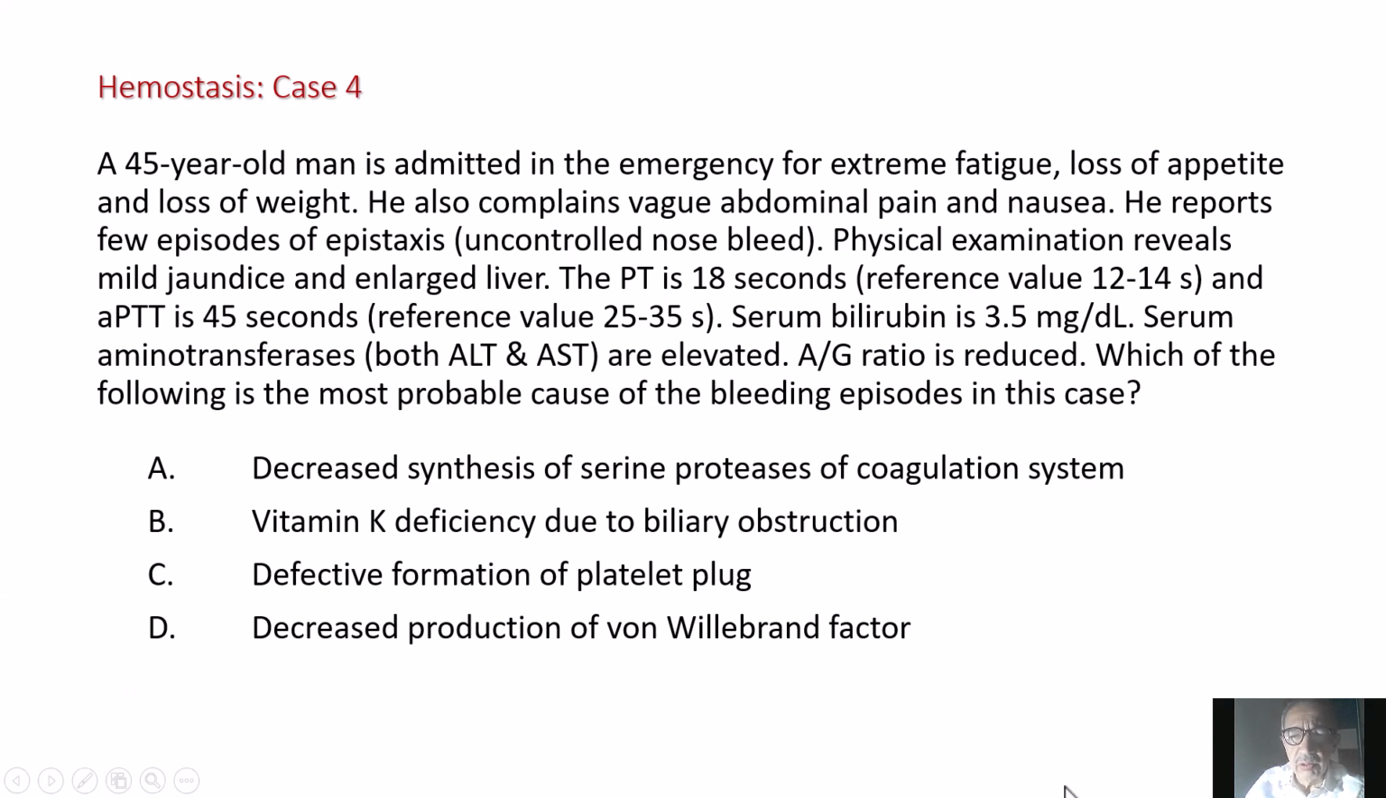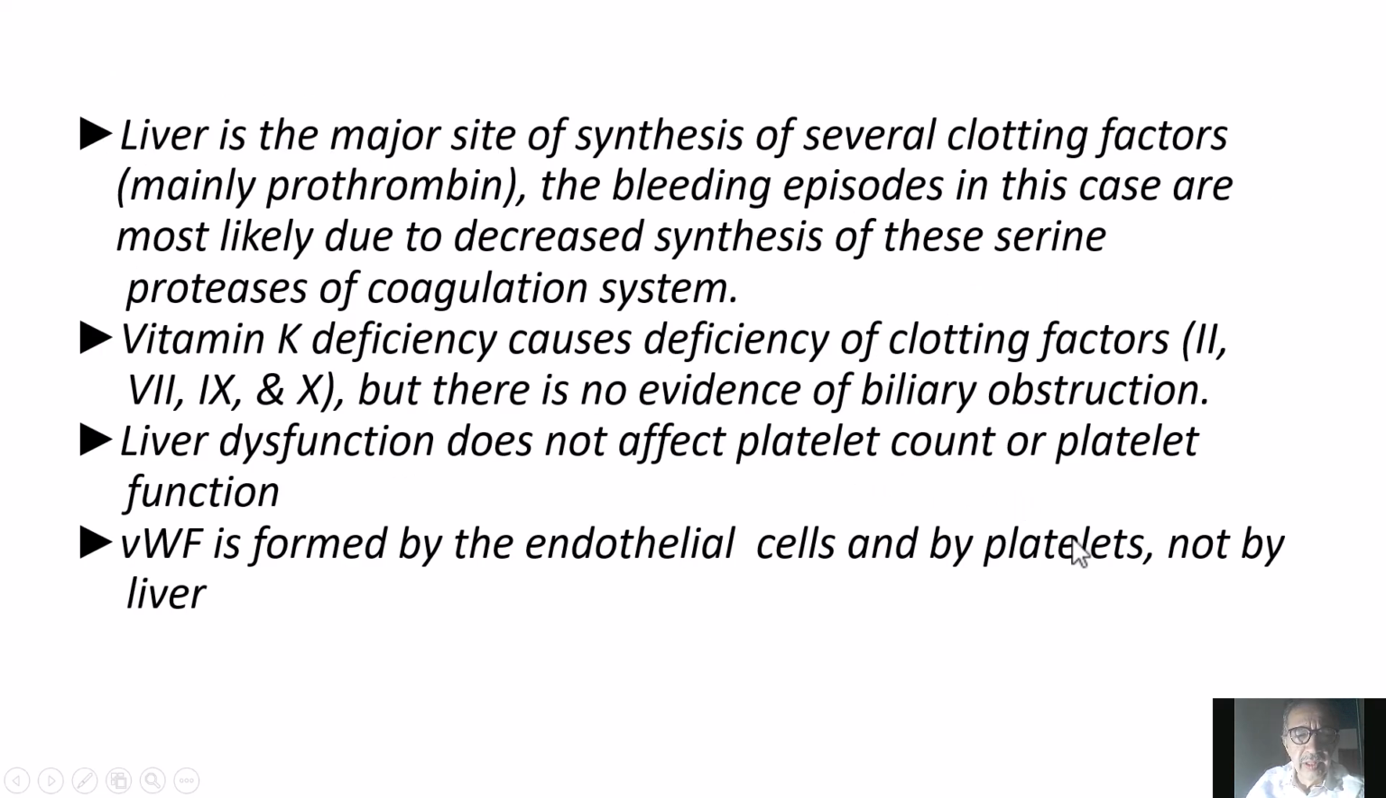The liver synthesizes clotting factors, so it must be the decreased synthesis of serine proteases. Serine proteases are the factors which break proteins; they are proteolytic substances. They are also called proserine proteases of the coagulation system. The explanation is this: the liver is the major site for synthesis of several clotting factors, mainly prothrombin. Bleeding episodes in this case are most likely due to decreased synthesis of these serine proteases of the coagulation system.